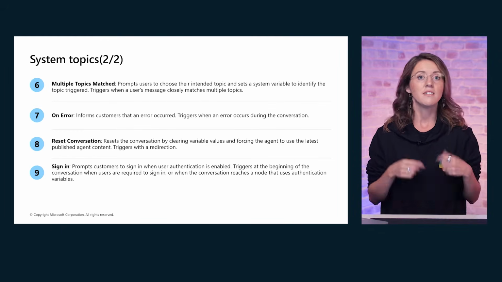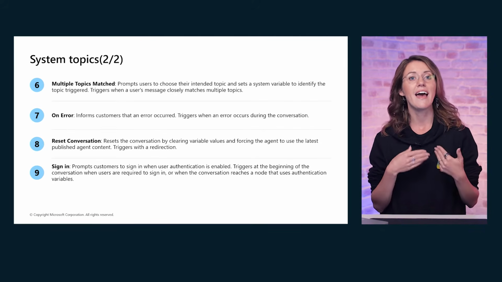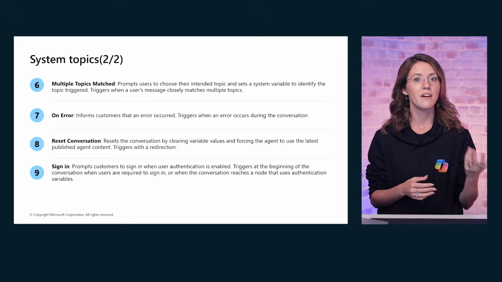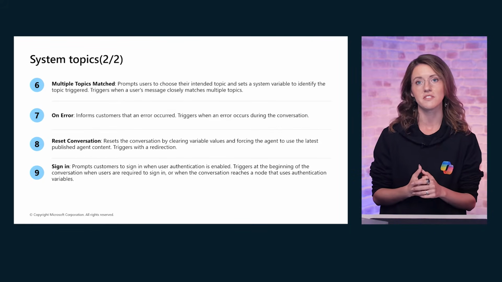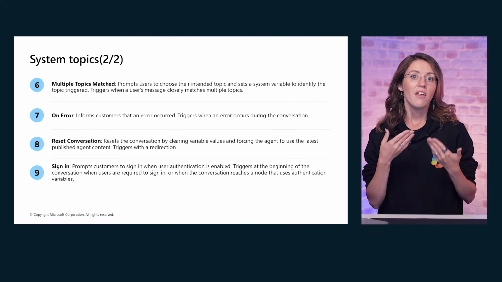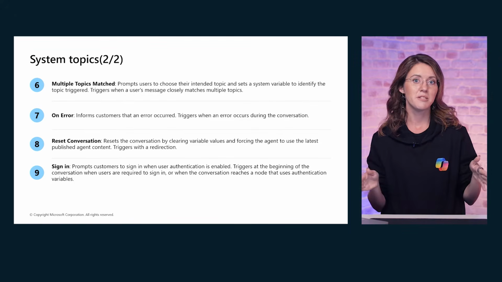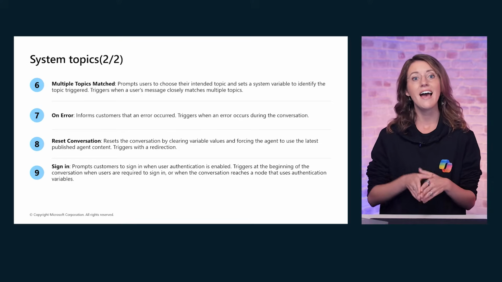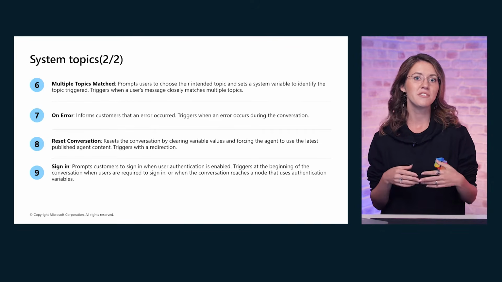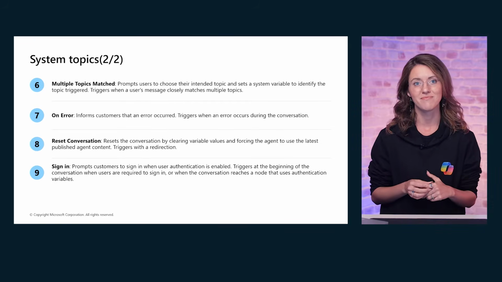On error, these topics inform customers that an error has occurred, and it's triggered whenever an error happens during the conversation. Reset conversation. This topic resets the conversation by clearing variable values and forcing the agent to use the latest published content. It's triggered through a redirection.